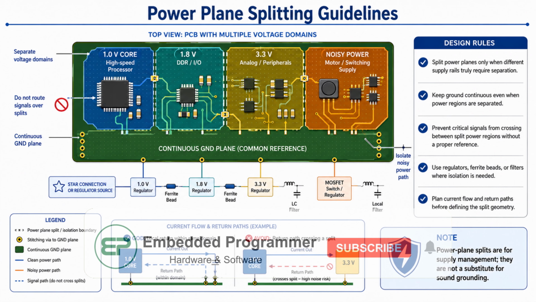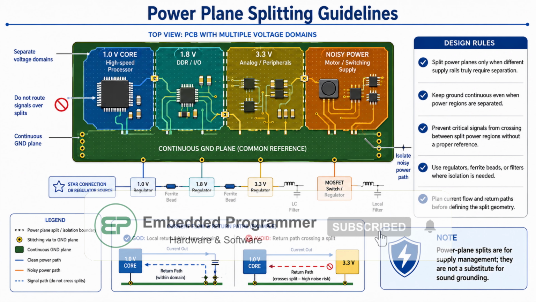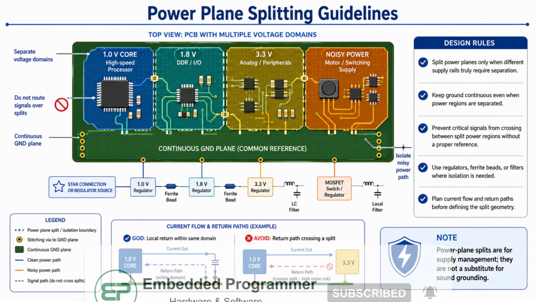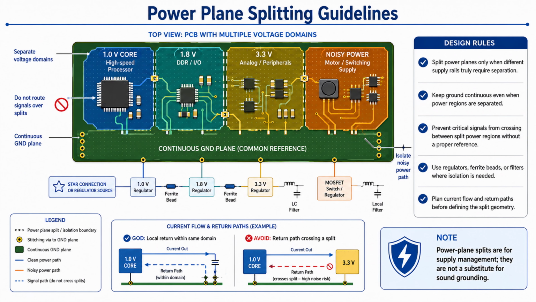Power plane splits are useful, but only when they are truly needed. Different voltage domains like 1 volt core, 1.8 volts, 3.3 volts, and noisy switching supplies may need separate power regions. But here is the important part. Separating power does not mean splitting the ground. The ground plane should remain continuous whenever possible, because it is the common return reference for the whole board.